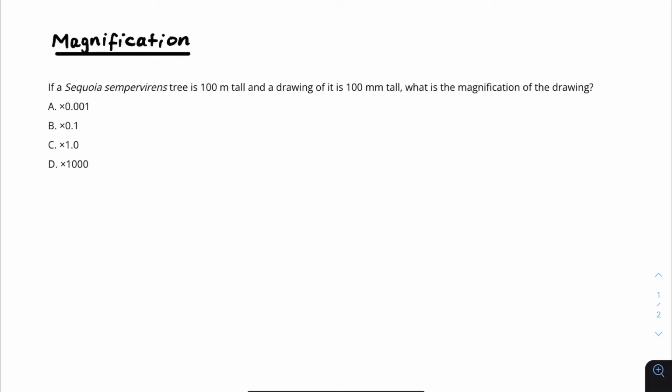Okay, hi guys. So in this video, we're going to be going over the concept of magnification. So what do you think of when you think of magnification? Well, magnification is defined as the process of enlarging something's apparent size, but not its actual size. So what does that mean? I'll just write that down.